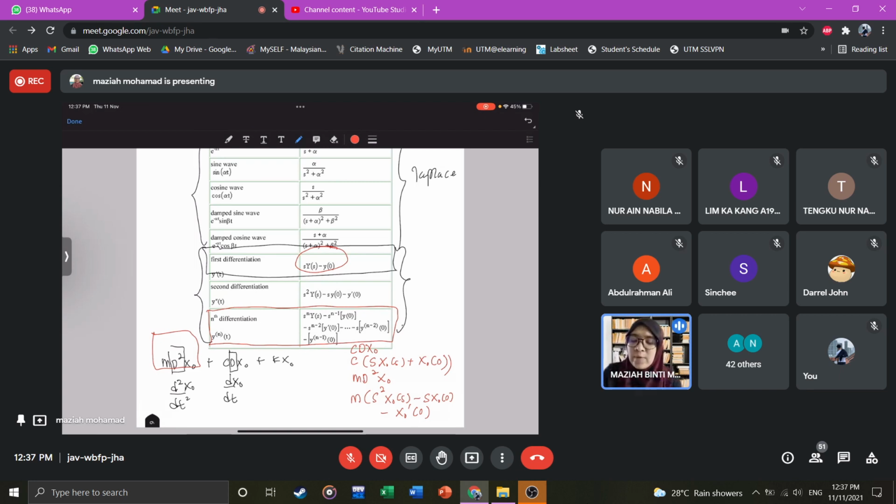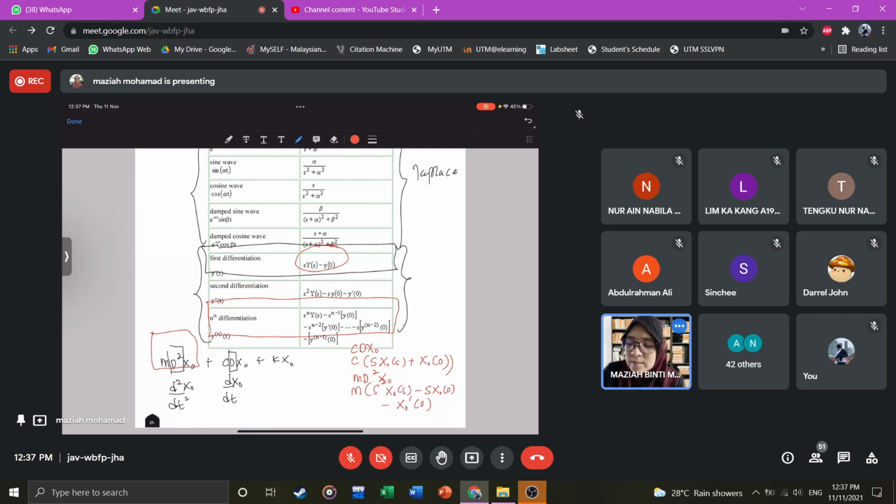So if you have y of order 3, meaning the order is 3, you are going to follow this. So it becomes s cubed Y(s) minus s square y(0) minus s y prime(0).